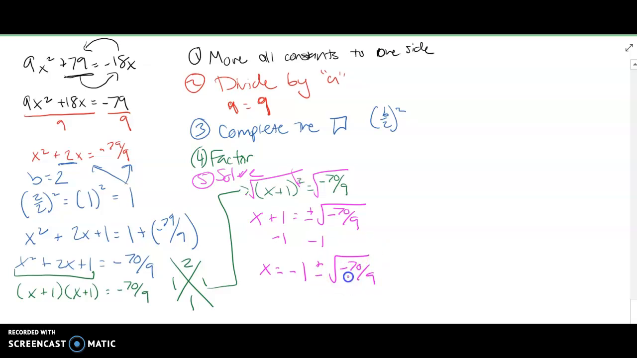Like I said before, we can't have this negative in the square root, so we have to bring it out as i. So then we have negative 1 plus or minus i square root of 70 over 9. That counts for both answers, because we have negative 1 plus i square root of 70 over 9, and negative 1 minus i square root of 70 over 9.